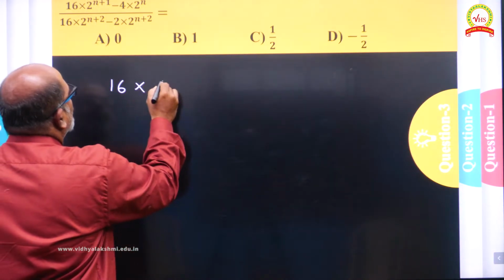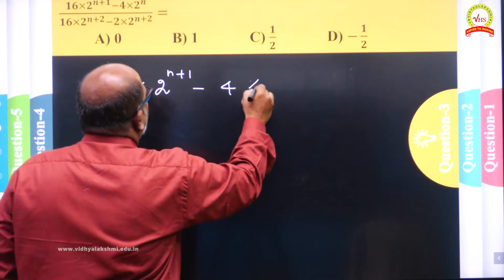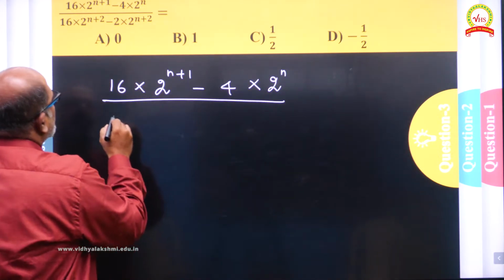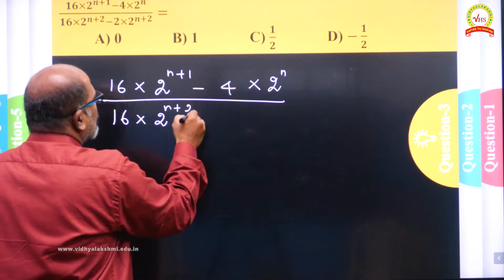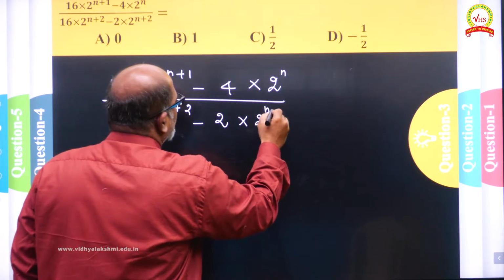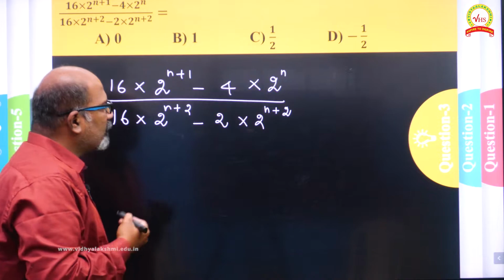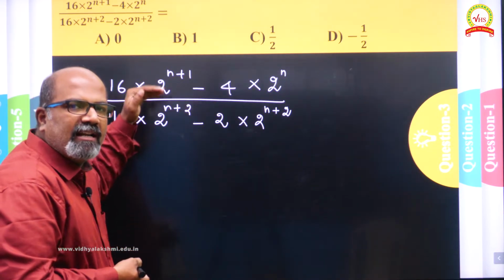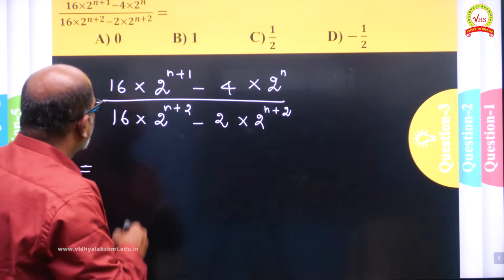16 multiplied by 2 to the power of n plus 1 minus 4 multiplied by 2 to the power of n, the whole divided by 16 multiplied by 2 to the power of n plus 2 minus 2 multiplied by 2 to the power of n plus 2. To simplify this, I want to take out the common factor that is available in the numerator and in the denominator first. Let me explain.